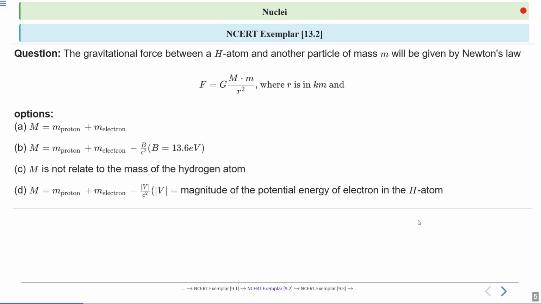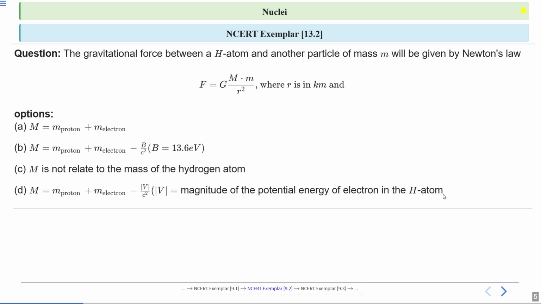So first option, capital M equal to m proton plus m electron. This option assumes that the mass of the hydrogen atom is simply the sum of masses of its proton and electron. B option is capital M equal to m proton plus m electron minus B upon C square, where B equal to 13.6 electron volt. This option accounts for the binding energy B of the electron in the hydrogen atom. The term B upon C square represents the relativistic mass reduction due to binding energy.